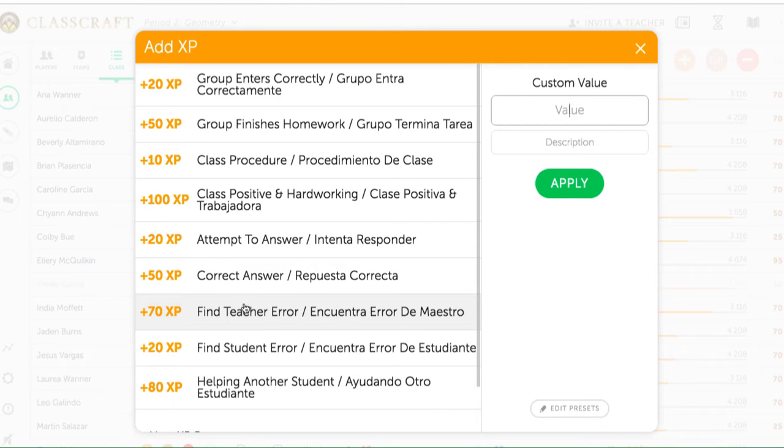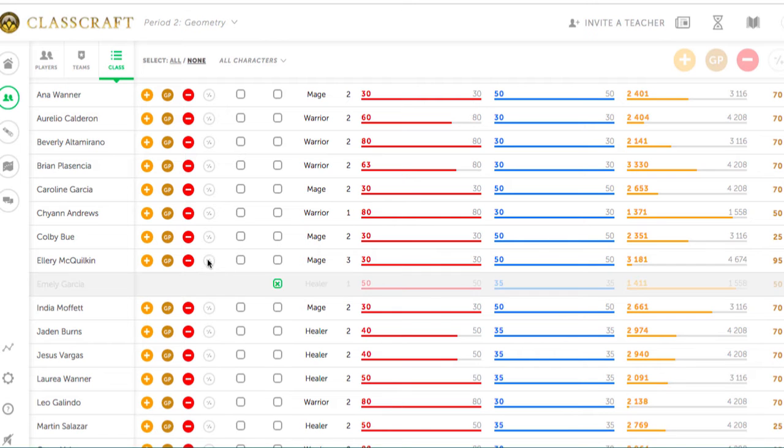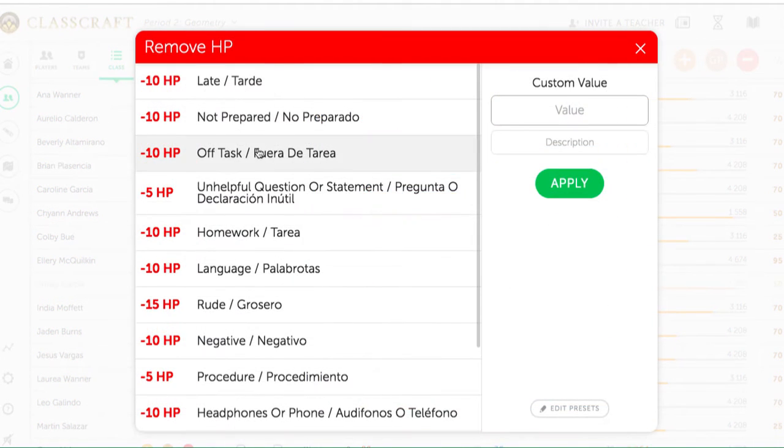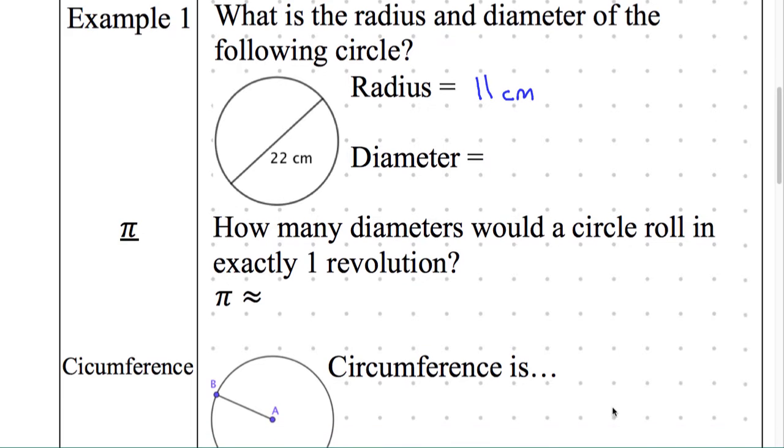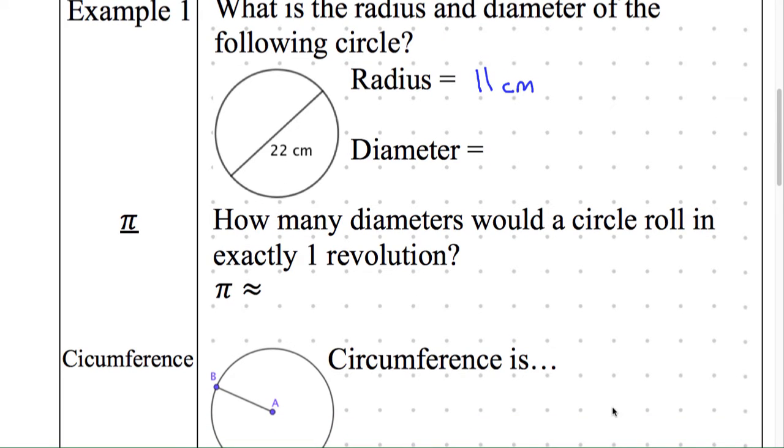Jaden, I heard your voice above everyone else's, so you just lost HP again. Yeah, it's because of you, though. You made me feel bad when you said that. I'm sorry that I made you feel bad. But you are losing HP because you're talking.